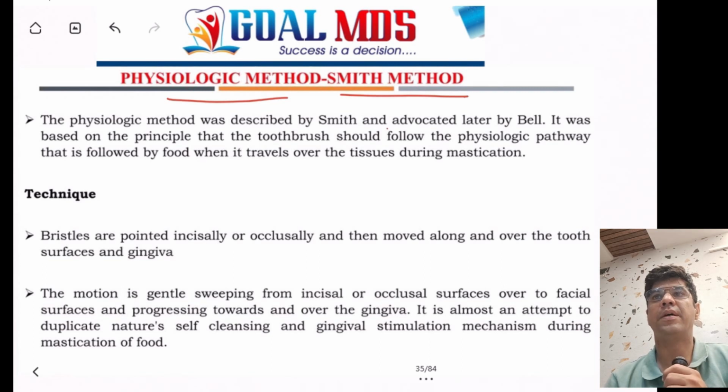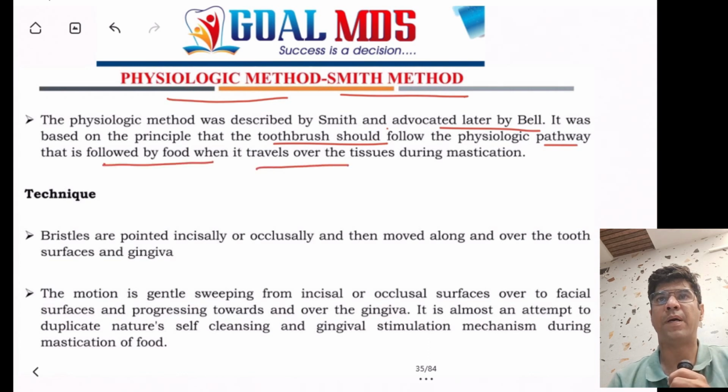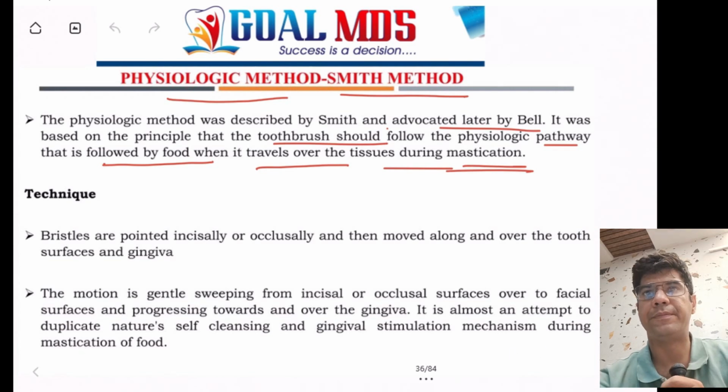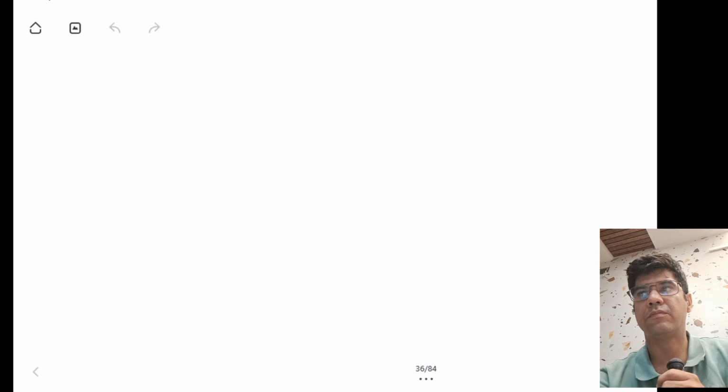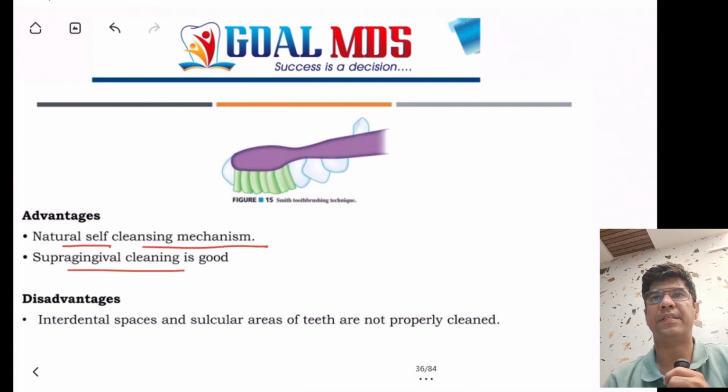The other is the physiological method, or Smith method. This method was given by Smith and advocated later by Bell. It is based upon the principle that the toothbrush should follow the physiological pathway that is followed by food when it travels over the tissues during mastication. The advantage is that it is a natural self-cleansing mechanism, and supragingival cleaning is good, but the interdental space and the sulcus area are not cleaned properly.